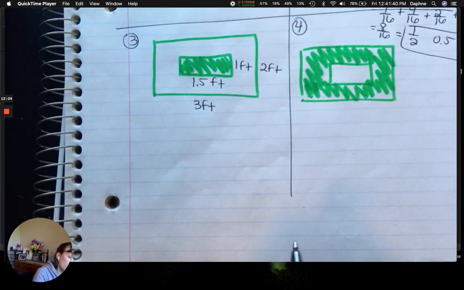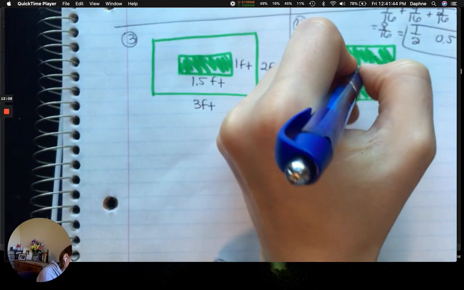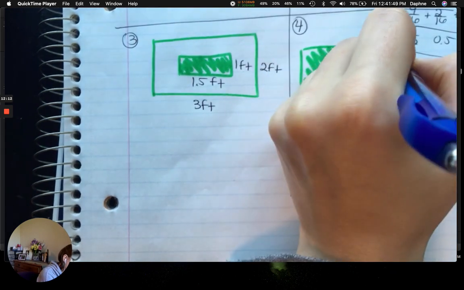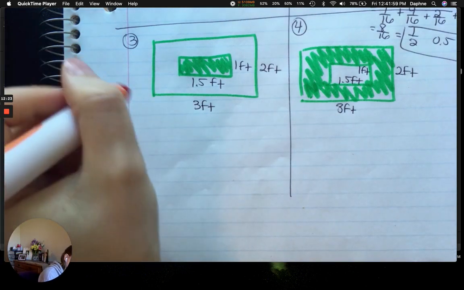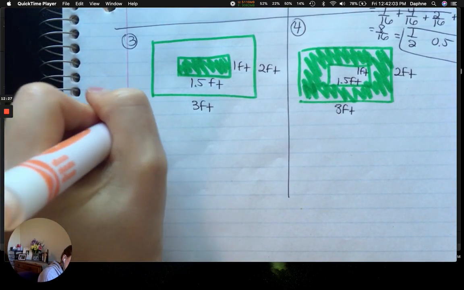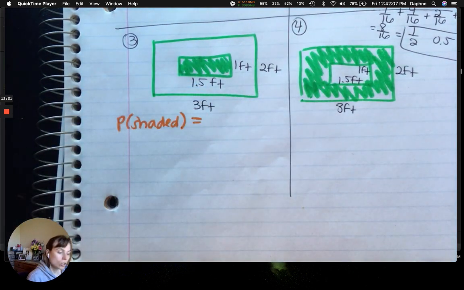Same numbers on number 4. So this is 1.5 feet. This is 1 foot. This is 3 feet. This is 2 feet. Okay. As you can see with the shading, we're finding 2 different things on number 3 and number 4. So on 3, I want to find the probability of the shaded region.